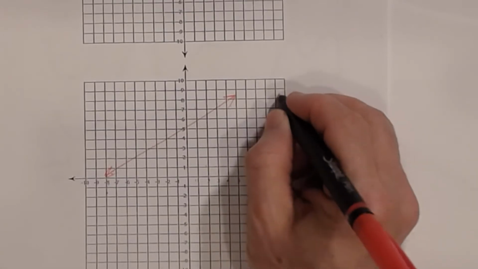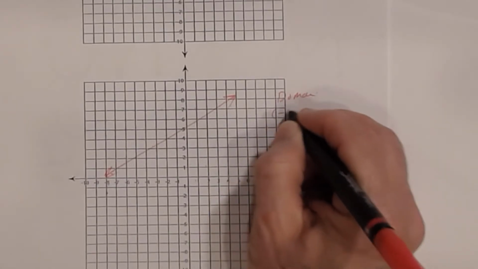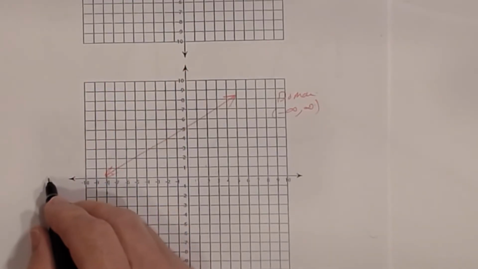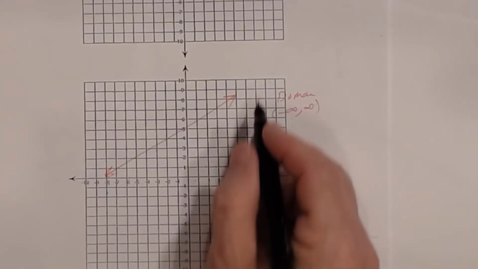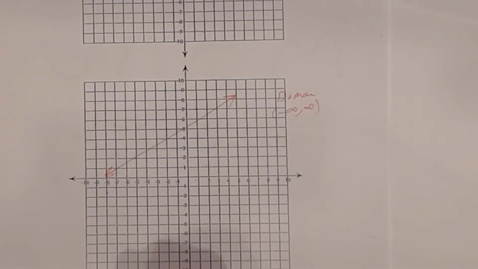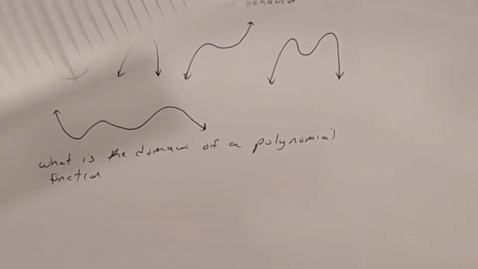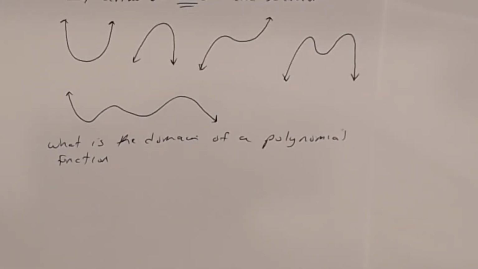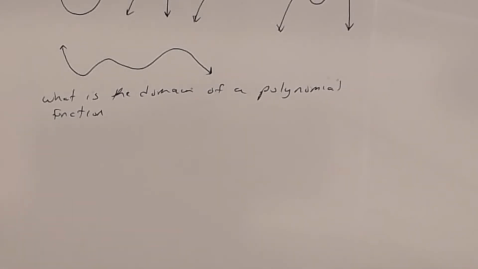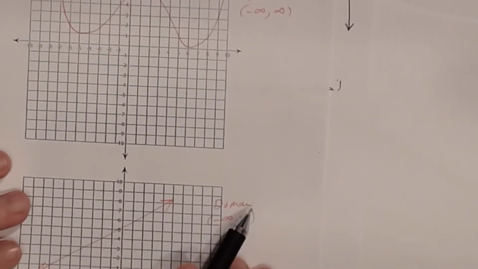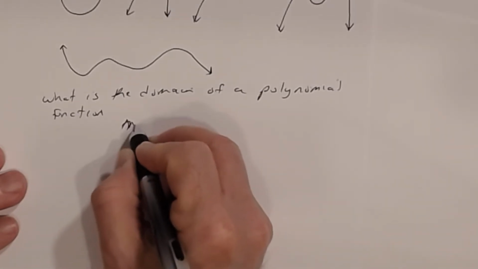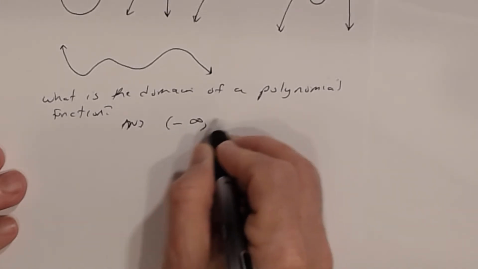So the domain, again, is negative infinity to infinity. As you go from left to right, every real number on this x-axis is going to be associated with a point on the graph. All right, so that brings us to this idea then. What is the domain of a polynomial function? Considering all the examples we just talked about, the domain of a polynomial function needs to be all real numbers. So negative infinity to infinity.